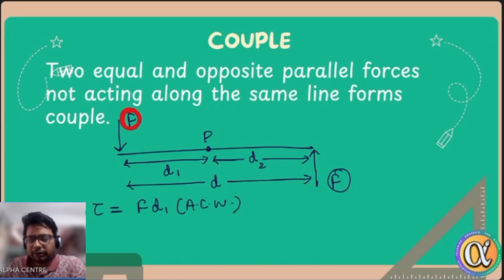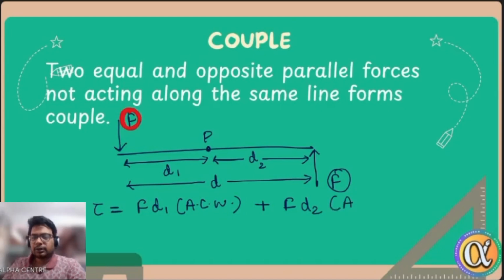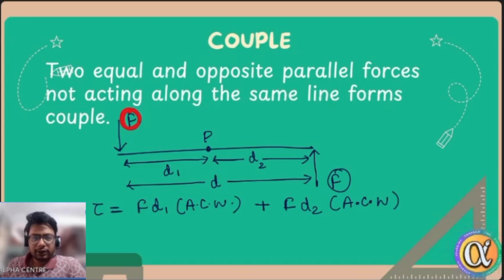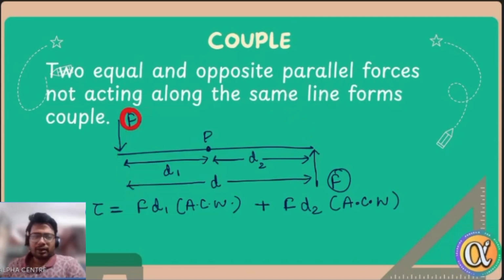Anti-clockwise. Okay. And what is the turning effect due to the other force F? F into D2. Okay. And this is clockwise? Are you sure? Yes, sir. Think again. No, it's anti-clockwise. This force is trying to turn it like this, and this force is also trying to turn it like this. So both forces have an anti-clockwise turning effect.